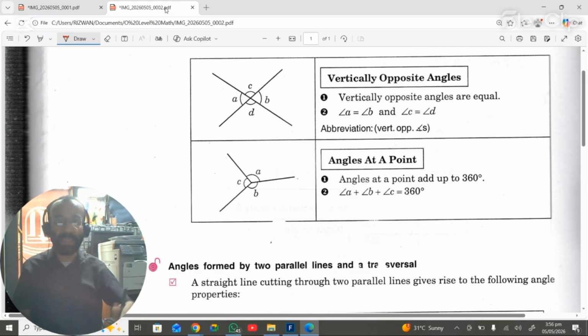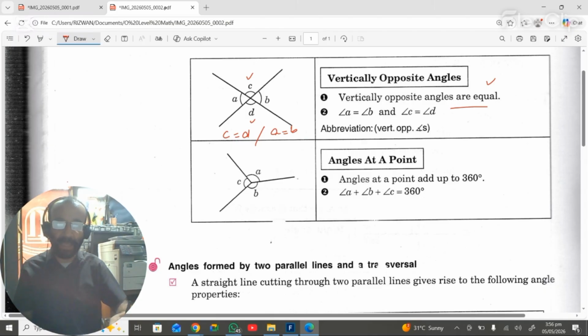The next type is vertically opposite angles. So vertically opposite angles are equal. So whenever two straight lines cross each other, the angles opposite to each other are called vertically opposite angles. So C and D and A and B are vertically opposite angles, and these are equal angles also according to the definition, according to the concept.